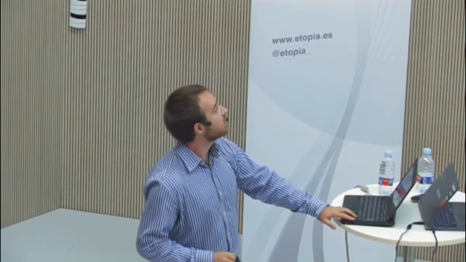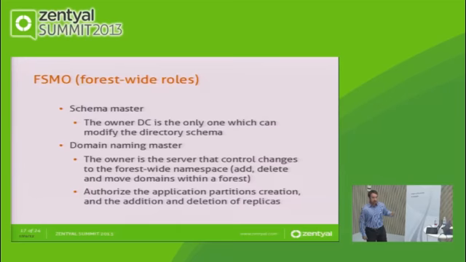These roles are forest-wide. We have the schema master, the domain controller that is able to update the Active Directory schema. And the domain naming master is the domain controller which is able to create, delete and move domains inside the DNS hierarchy.